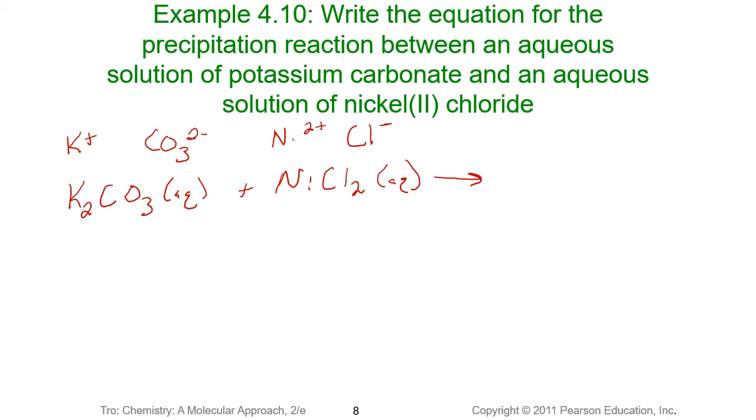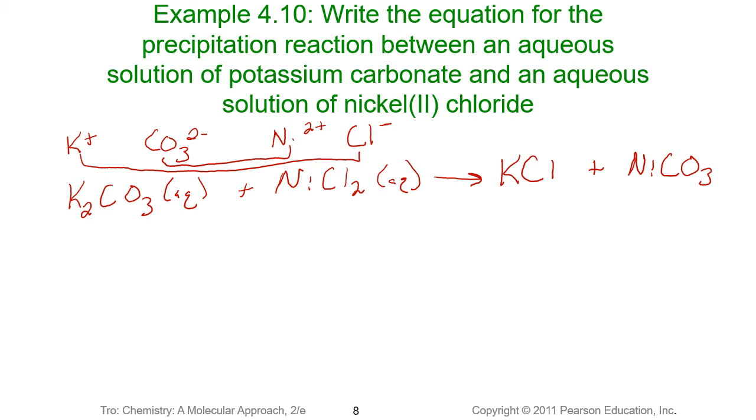To determine what our products are, we're going to take the cation of one, combine it with the anion of the other. So potassium is a +1, chloride is a -1. We use the charges to determine what the compound is. So our compound has to be neutral. 1 potassium, 1 chloride. So we end up with KCl. Nickel is a 2+, carbonate is a 2-, so we just need one of each to balance the charge.